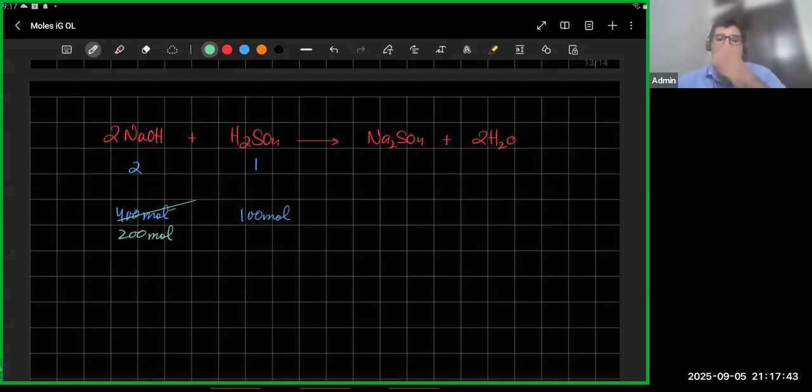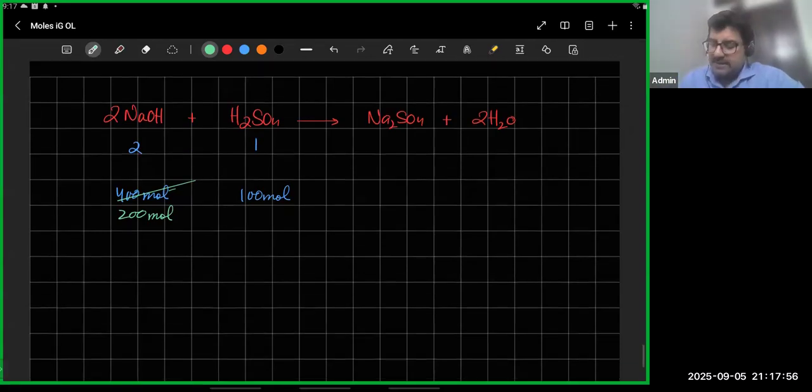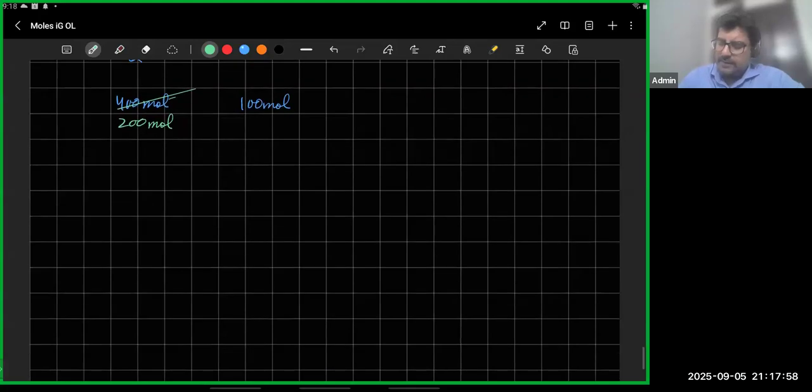Okay. Now the trouble is that if the ratios are like this, it becomes harder and harder to pick out which one is in excess. And there's a shortcut for that. For example, if I have 4 aluminiums plus 3 O2 and I want to figure out, yeah, that's 2Al2O3.